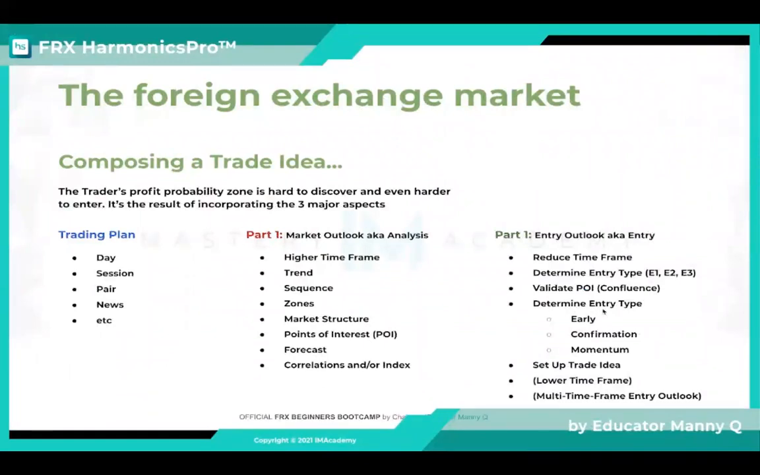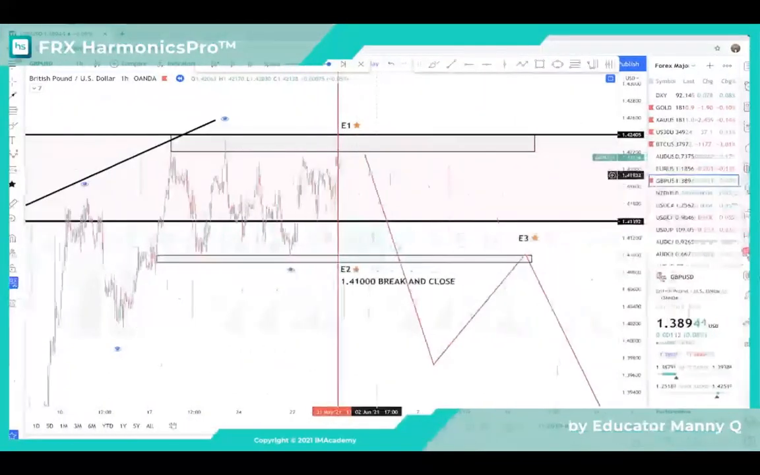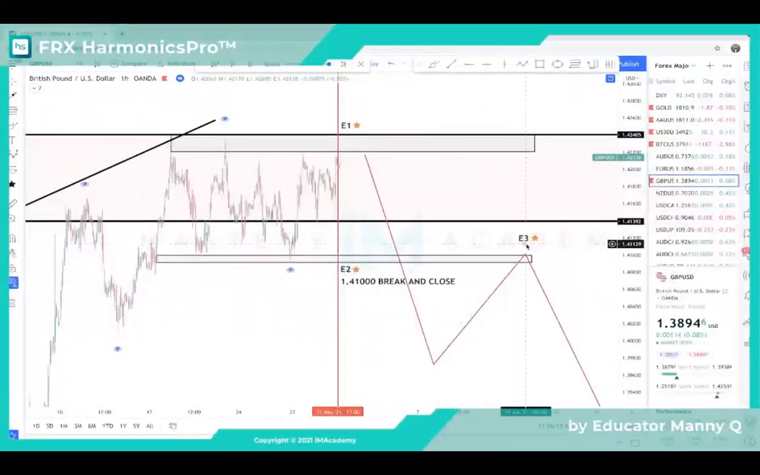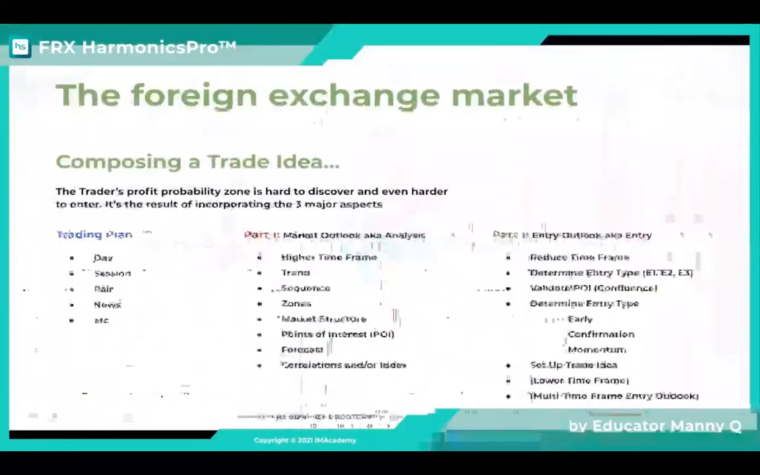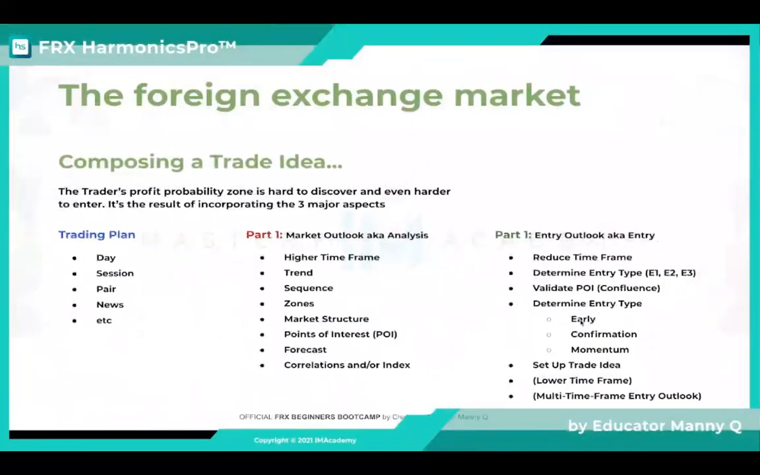So before I get to confluence, let's determine the entry type. There are 3 types of entry traders. You have an early entry, you have a confirmation entry, and then you have what's known as a momentum entry. Early, confirmation, and momentum. Those basically mean that when you're at these points, E1, E2, E3, you're either going to trade it early, like to the wick.